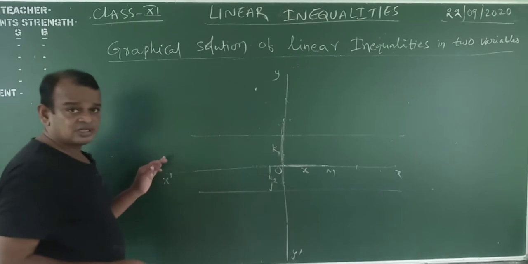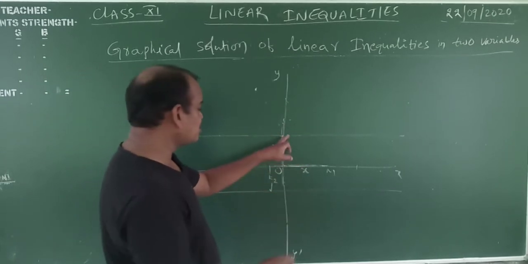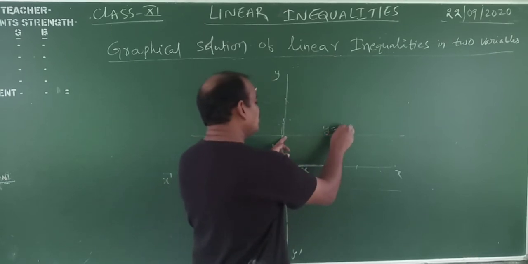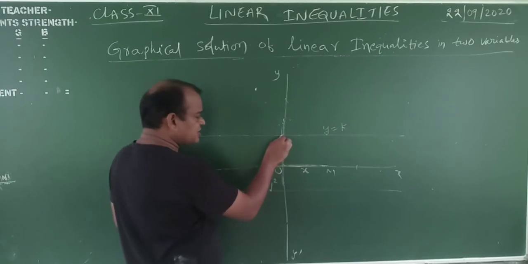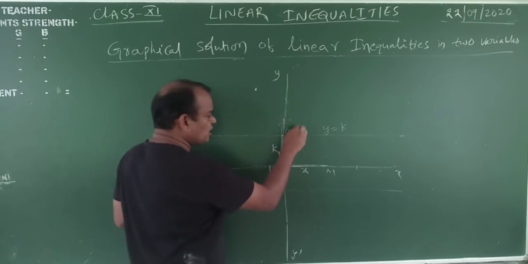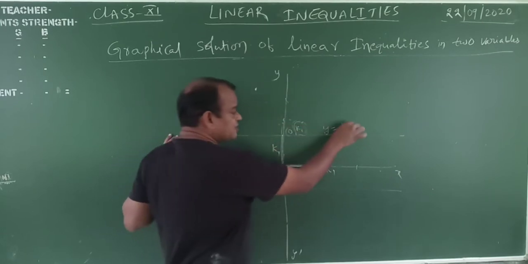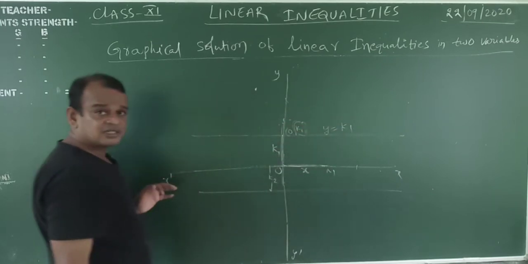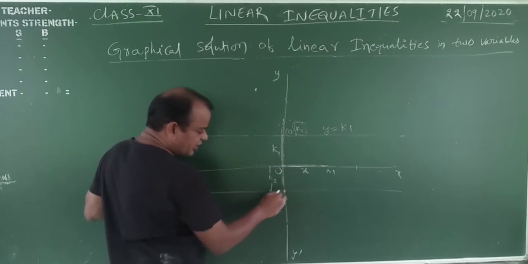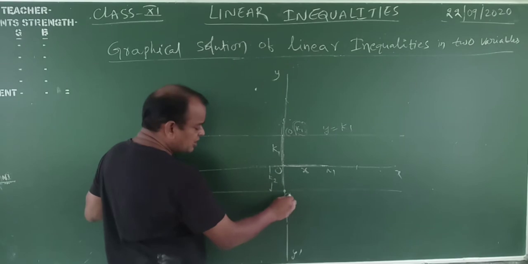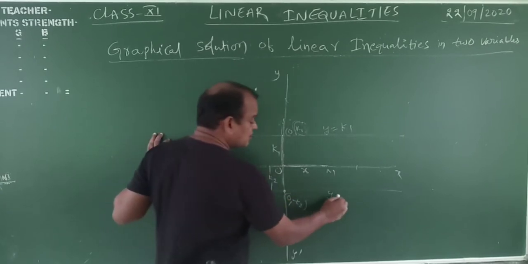Okay, my dear students. This is a horizontal line, and this is also a horizontal line. What is the equation of the horizontal line? It is 100% y is equal to k. The distance from here to this line is k1, which means this point is 0 comma k1. In this one, what is the value of y? It is k1, that is y is equal to k1. Now in the negative direction, the distance is k2. This point is 0 comma minus k2. What is the y value here? This is y is equal to minus k2.